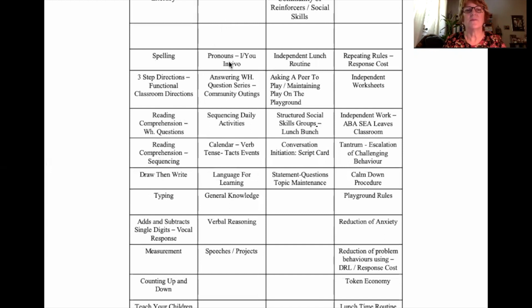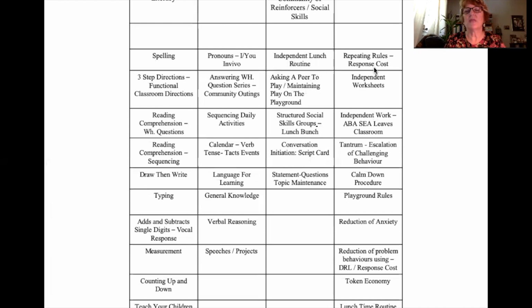the language skills. Language for learning is a particular program that was used to teach how to give a presentation or how to write an essay. And verbal reasoning, speeches, and projects would come out of there. And then you've got the community reinforcers again. So conversations, this child needed a scripted card to help him make conversations with other people. An independent lunch routine, being able to get his own lunch out, asking a peer to play.